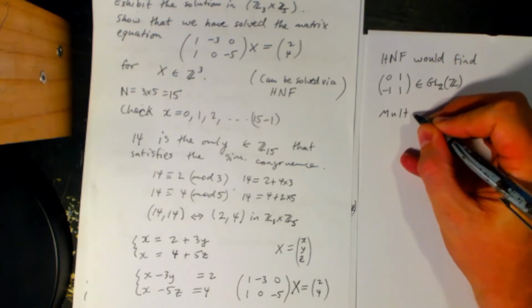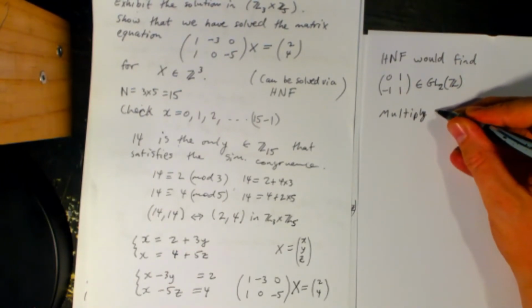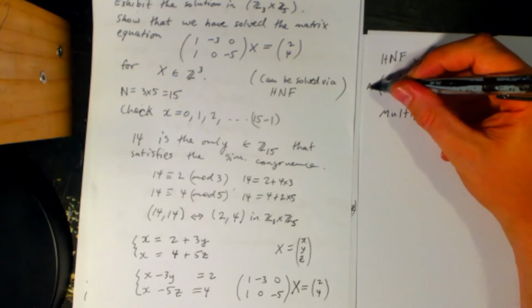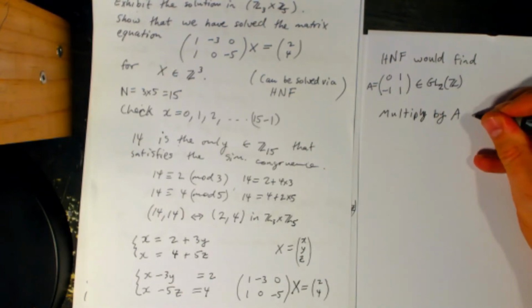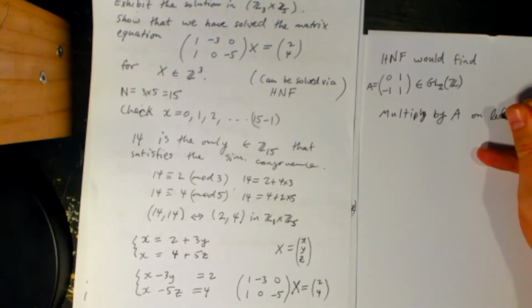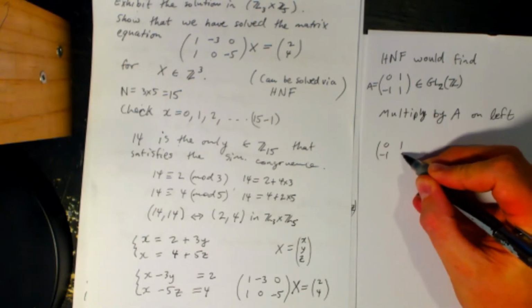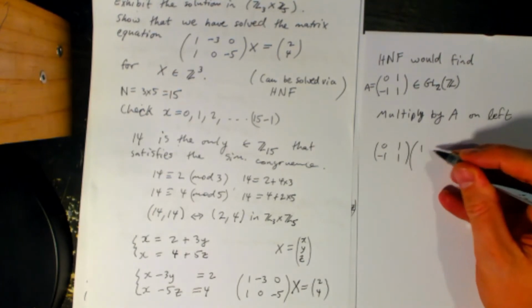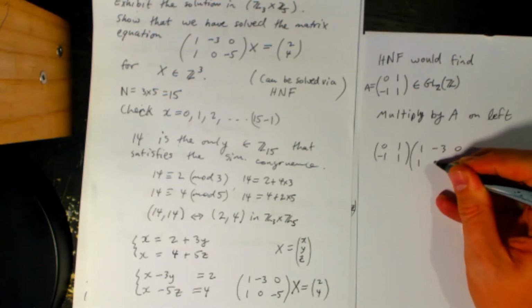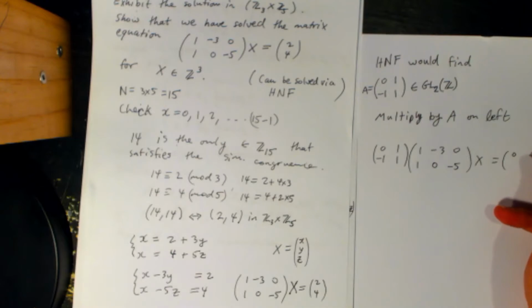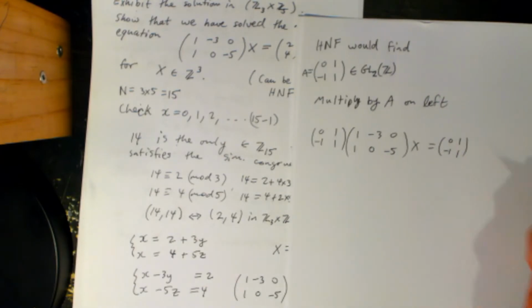So let's give this the name A. Multiply by A on the left of the equation. So we have [0, 1; -1, 1] times [1, -3; 0, 1, 0, -5] times x is equal to [0, 1; -1, 1] times [2, 4].